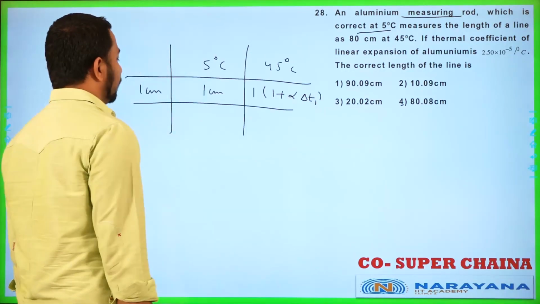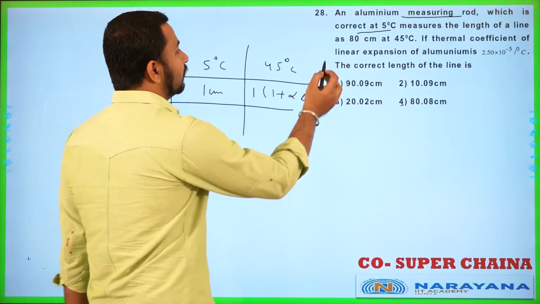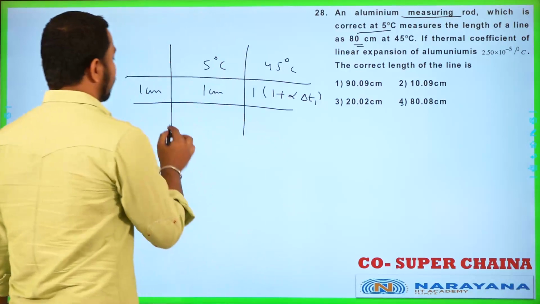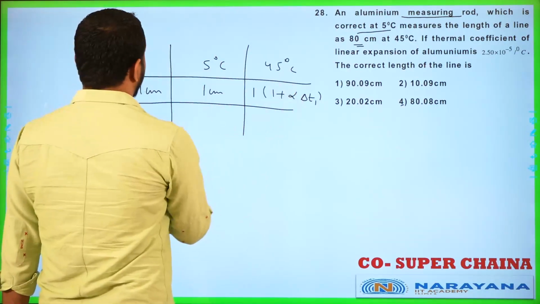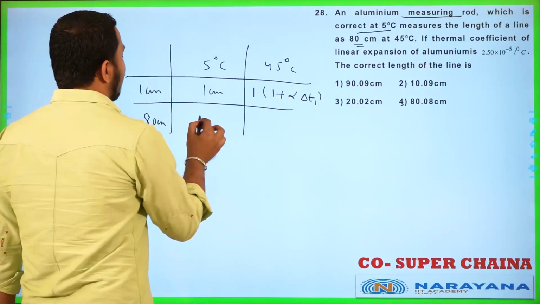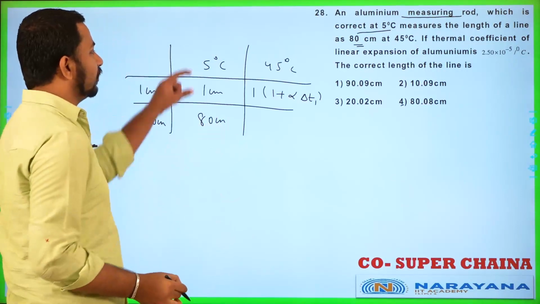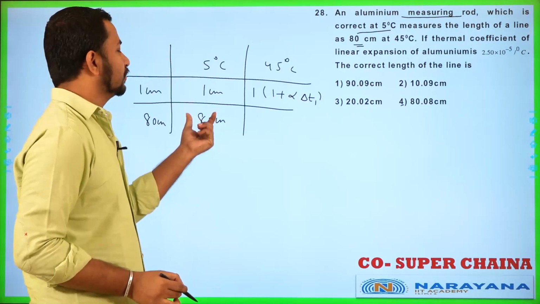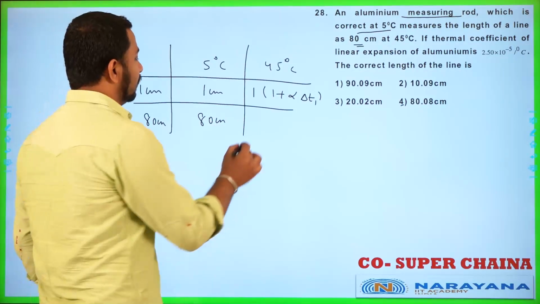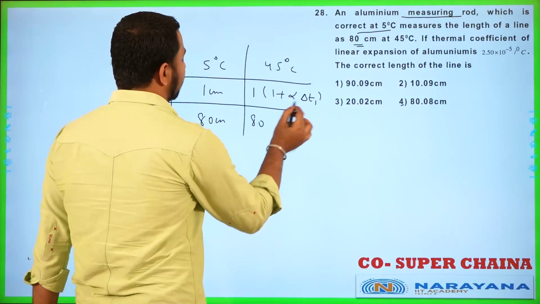Right, this will be the given value. Now we need to find the value at 80 centimeter. When we have 80 centimeter at 5 degree, obviously it will give the correct reading, because at 5 degree it is calibrated. But the difference will come when we have it here.